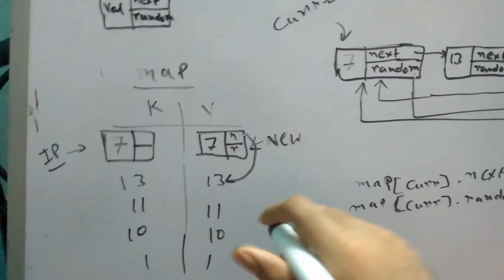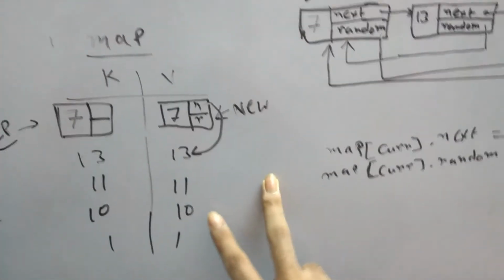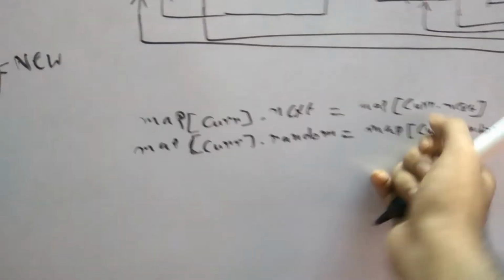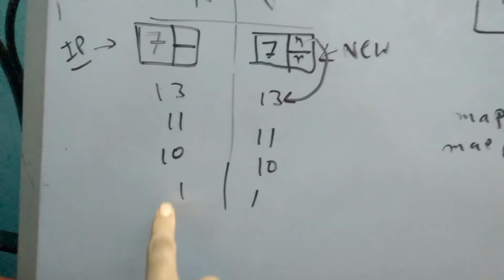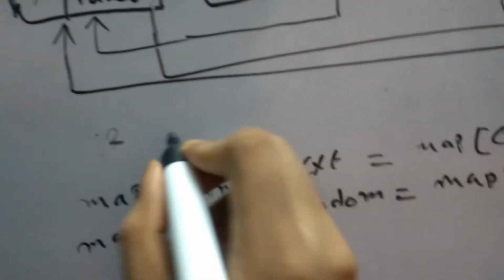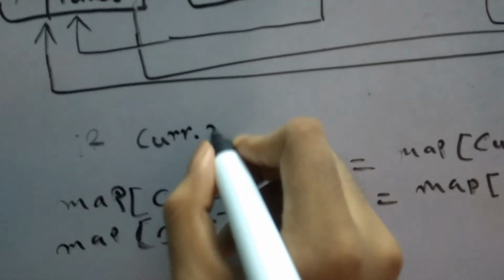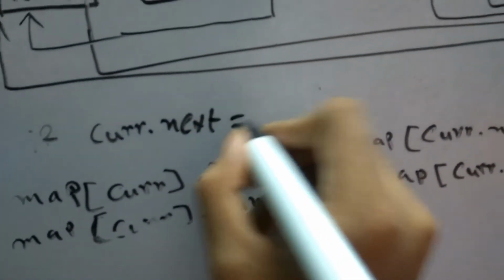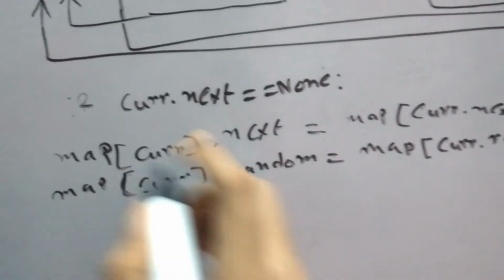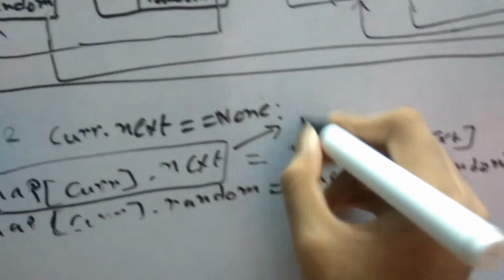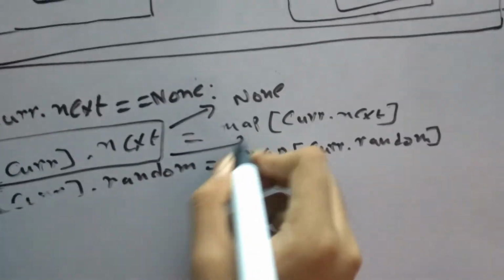But here we have to check two edge cases. One is where, let's say, current dot next is null, as for this node. There we aren't storing any null key over here. So for that we have to check one if condition. If current dot next equals none, then we make this variable equal to none, or else this.